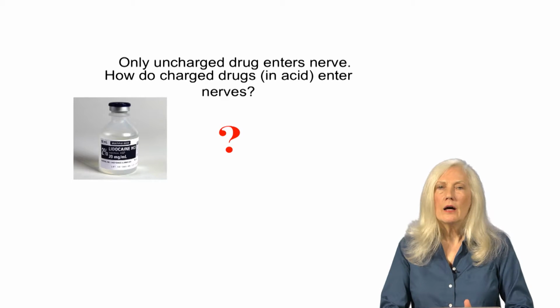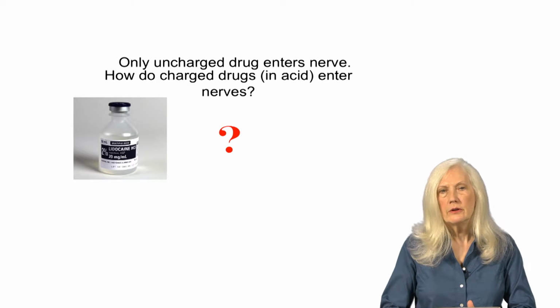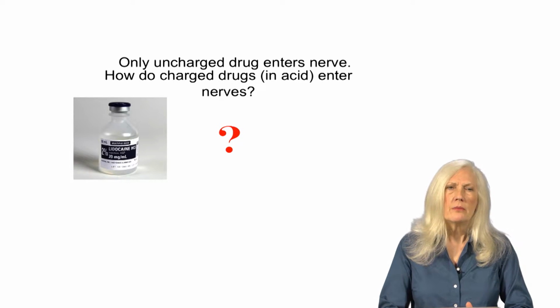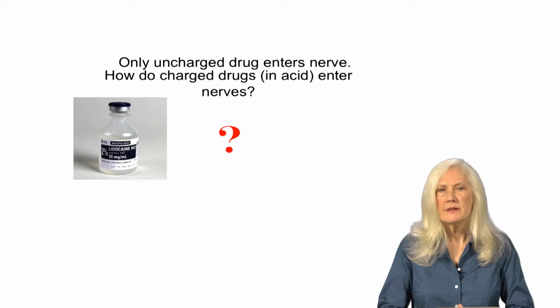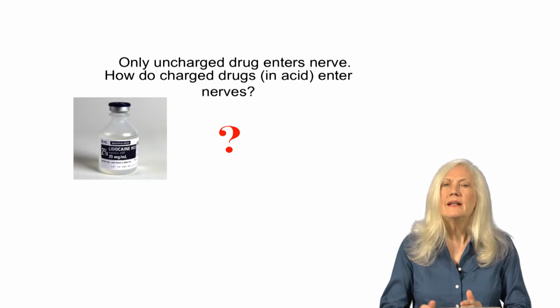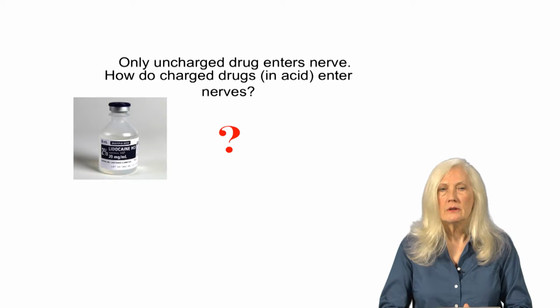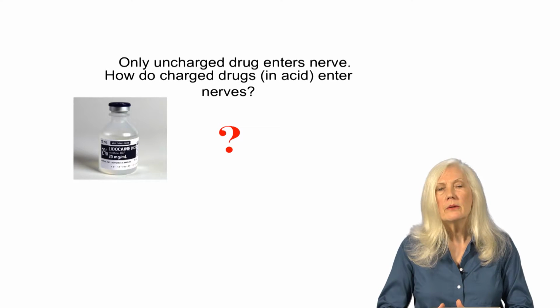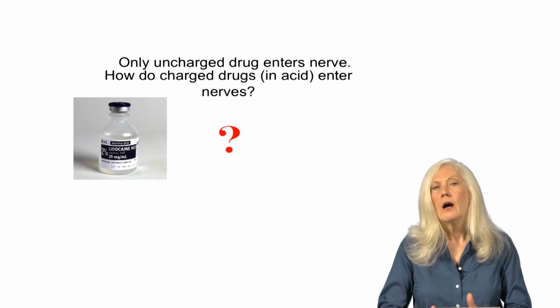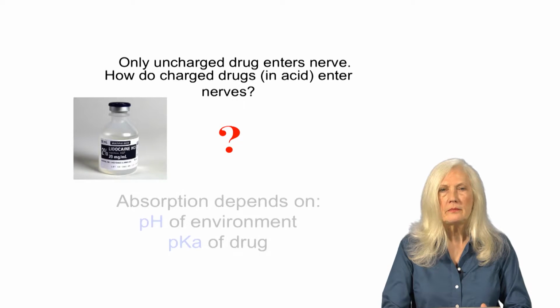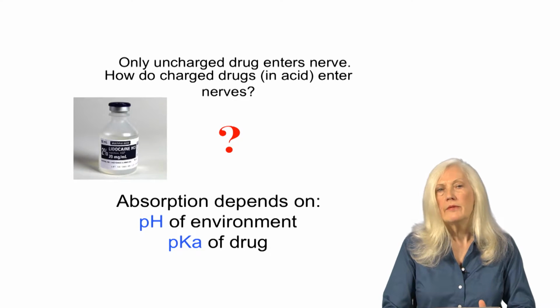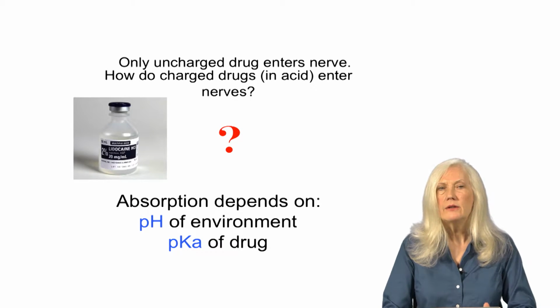So if only the uncharged form enters the nerve, how does the charged form of the drug in the bottle of local anesthetic that you purchased get into its site of action inside the nerve? There are two characteristics that determine the permeability of the drug across the membrane. The absorption of the permeable form of the drug into the nerve depends on the pH of the local environment and the pKa of the drug.